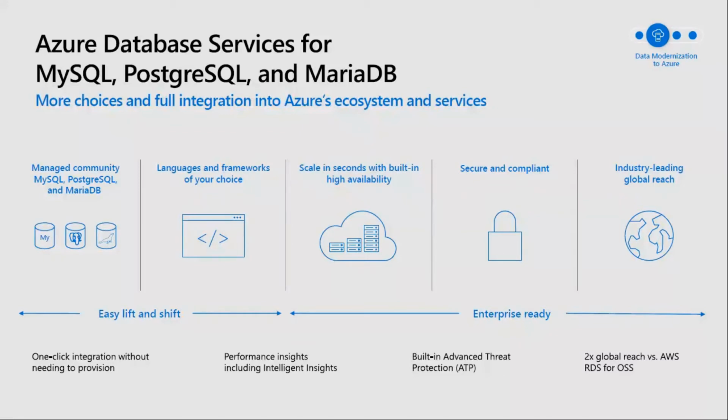Threats against SQL Server injections, dynamic SQL, cross-origin request services, XSRF, the cross-site request forgery, and all of these advanced threats can be mitigated using the ATP offering. It has a global reach two times as per the data center versus the AWS RDS for open source systems, because it is available across all the different regions.